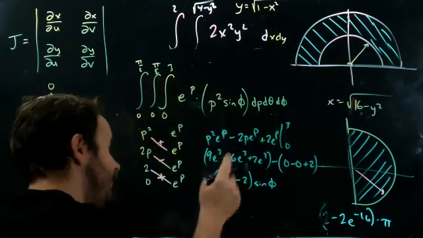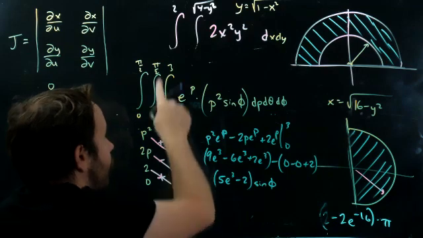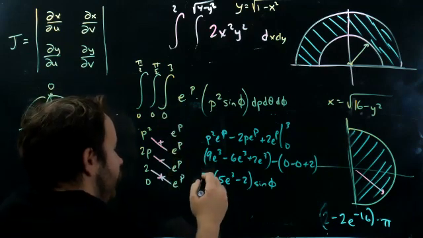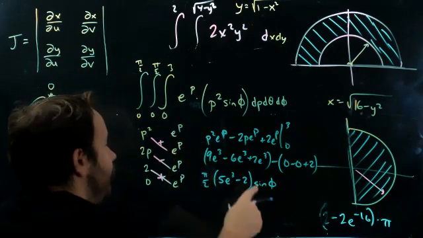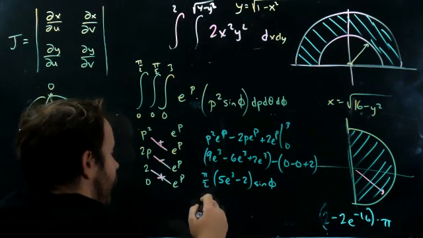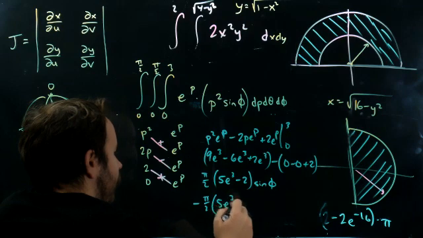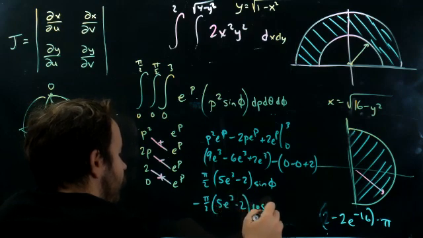When I integrate this with respect to theta and plug in pi over 2, plug in 0, I get pi over 2 times this whole thing. And then I integrate this from 0 to pi over 2. This gives me pi over 2, negative pi over 2, 5e cubed minus 2 cosine phi.